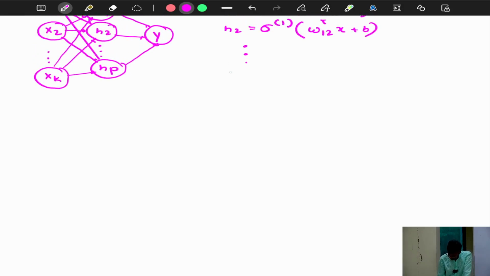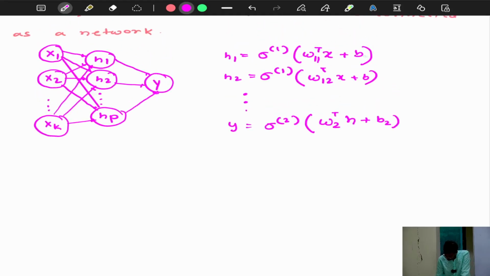Y I will write as sigma 2, W2 transpose H plus, okay, here I did not write, so I should write B2. Okay, and this one should actually be B11, B12, and something like that. Okay.